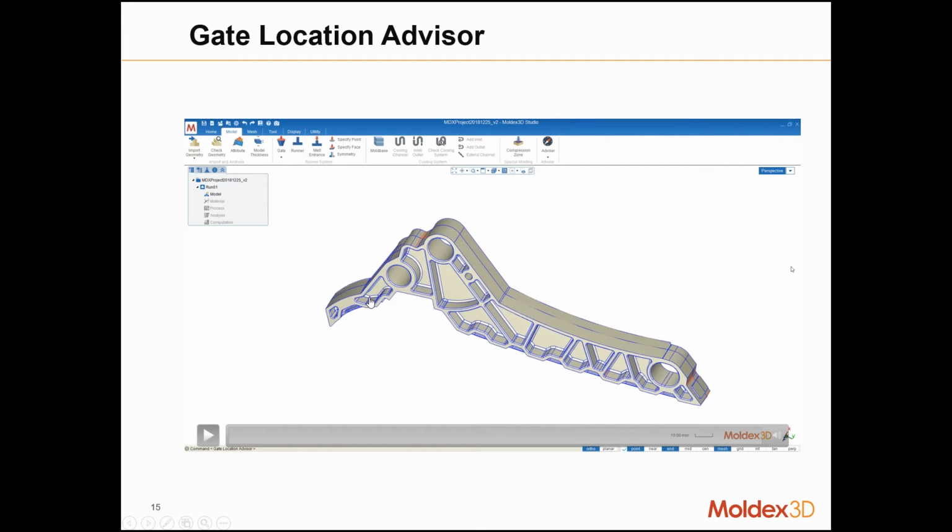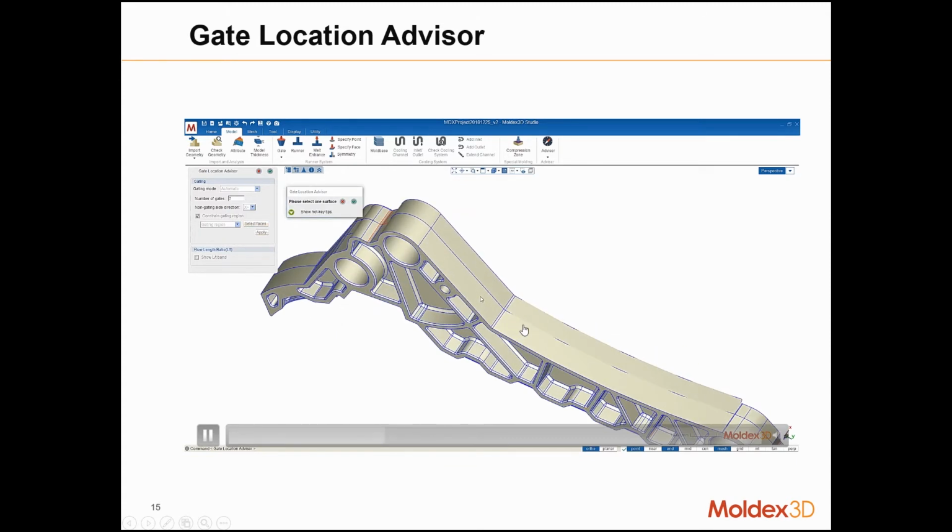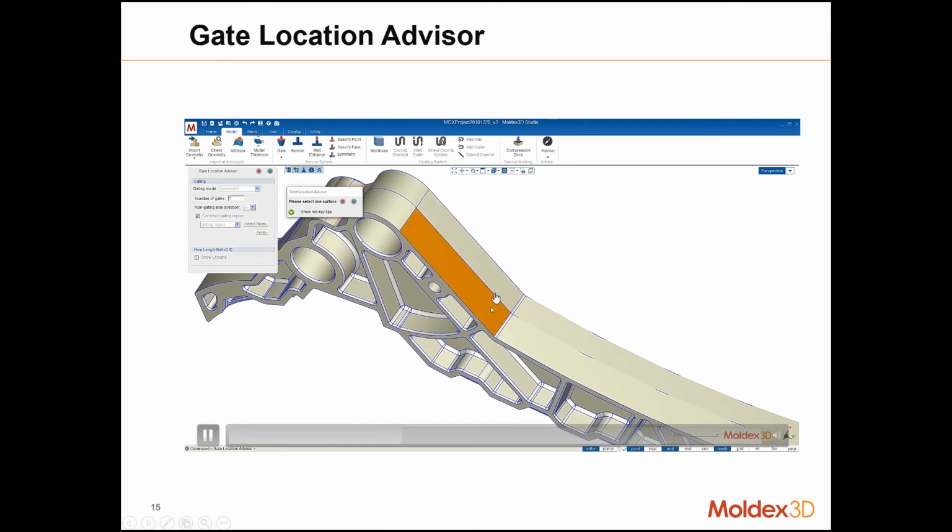Okay. For the gate location advisor, if we don't have any idea how to decide the suitable gate location, we can try to use this function to get more clues. For example, we can use this model and tick the gate location advisor. We can choose our desired gate number. And if we don't want to put the gate in a specific region, we can use this function. Also, if we would like to put the gate only on our desired surface, we can also use this function. For example, we can just select our desired surface.